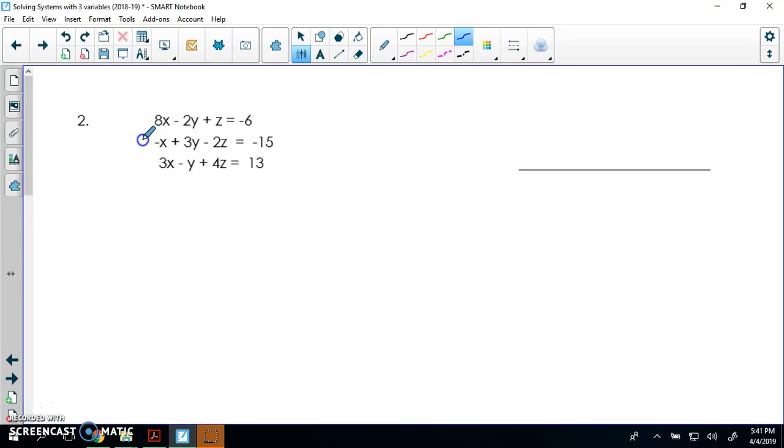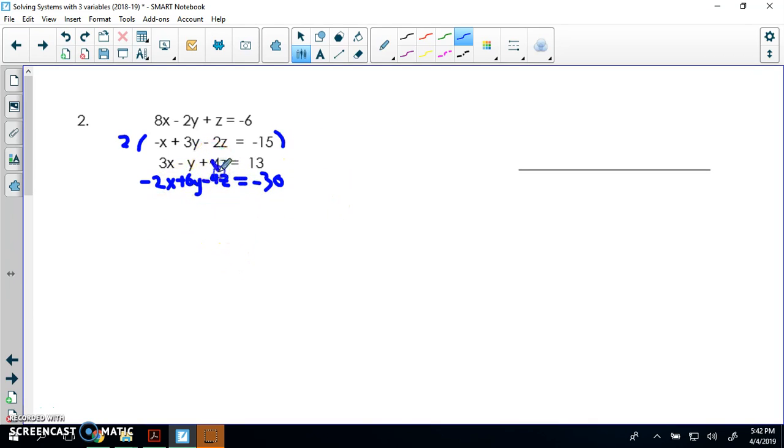Let's multiply this whole thing down here by a 2. That'll turn that into a negative 4, and then I can knock out the z, right? So I'm just going to multiply that together. That's going to give me negative 2x plus 6y minus 4z equals negative 30. All right, so that's just this middle one. I just rewrote it after I multiplied by 2.